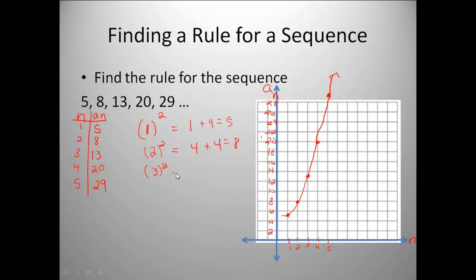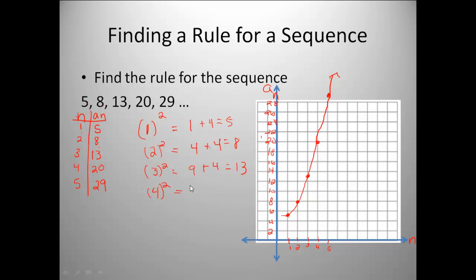3 squared gives me a 9. If I add 4, that gives me a 13. It looks like I do have the pattern. So we got lucky on our first chance. The reason I picked squared is just because it's the smallest one. So let's see, now if I write my pattern here, let's make sure it works for all of them.